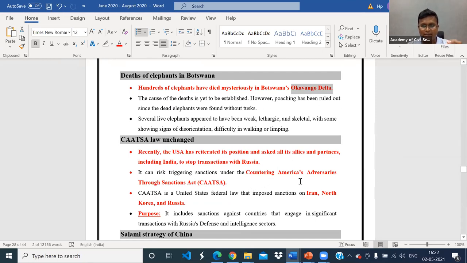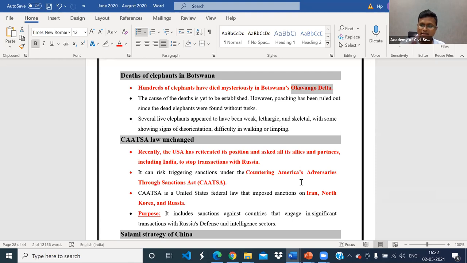Countering America's Adversaries through the Sanctions Act. Sometimes you might have heard that America imposes sanctions on Iran, or on Iraq. When America imposes a sanction, America is asking all the countries not to do any export and import with that country. On Iran, multiple times America has imposed sanctions. The sanctions on Iran by America have become a trouble for India, because India is importing crude oil from Iran. That is why it has become a trouble for India in multiple situations.